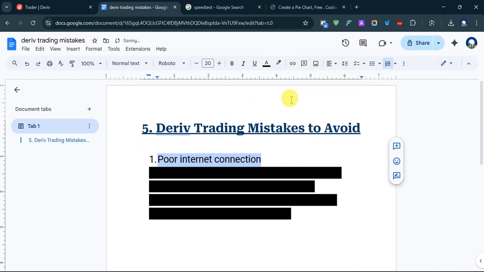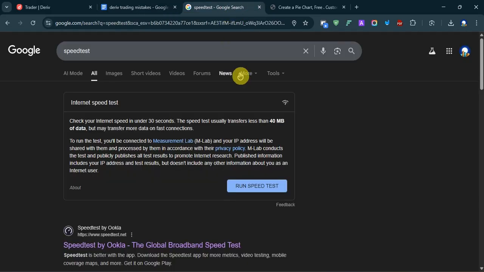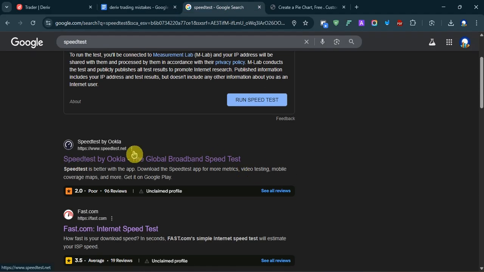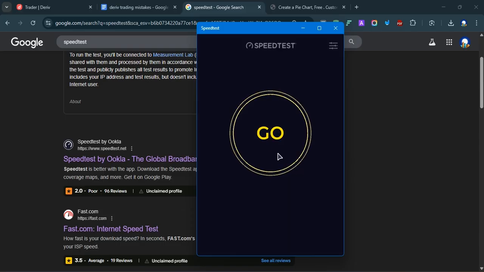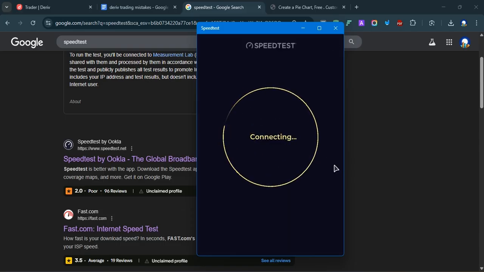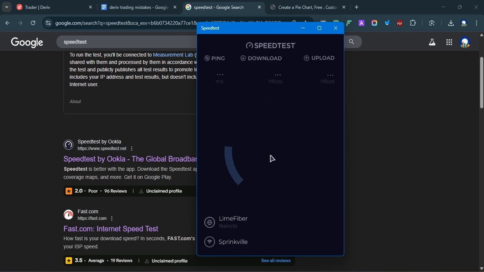Now, some people use a very poor internet connection which has a very high latency. You can check your internet connection using Speedtest by Ookla. I already have an app, so I can just open it and test my internet speed. When I am testing my internet speed, there is something that we call latency: the delay in communication between your computer and the website that you are accessing.